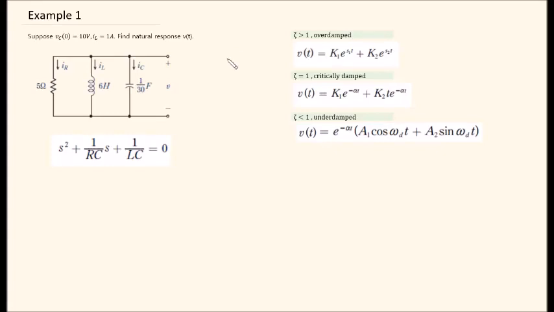Hello guys, in this video I'm going to go over a few examples on how to solve RLC circuits. Before we proceed, I forgot to mention a few things in the last video.